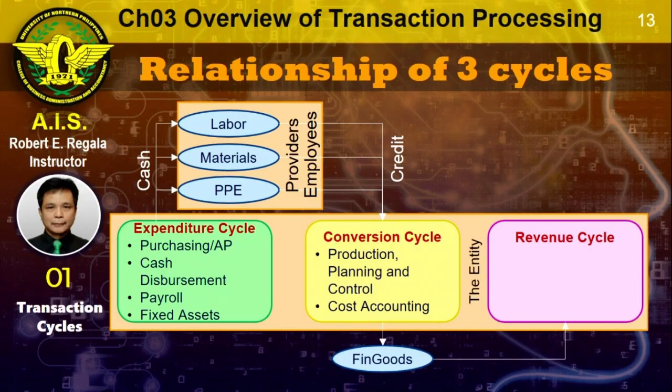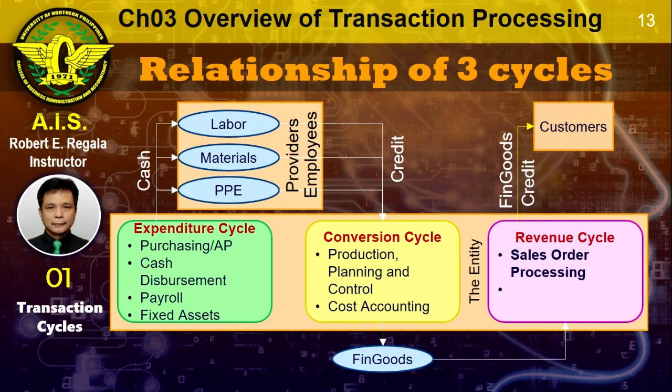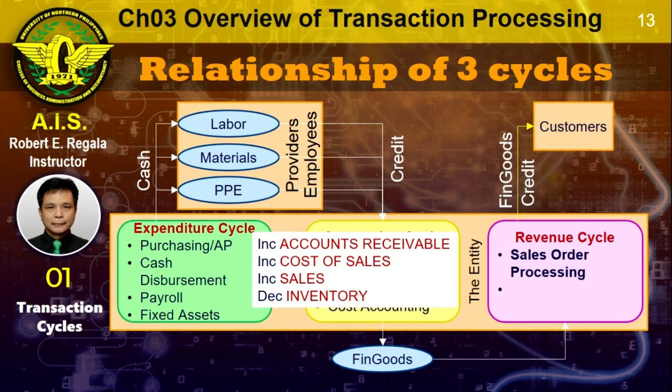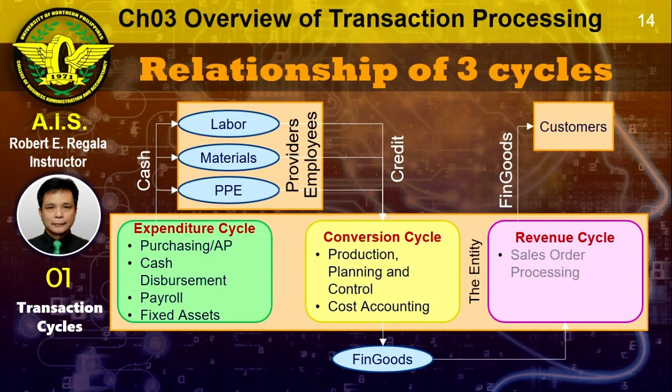Sales order processing system. The majority of business sales are made on credit and involve tasks such as preparing sales orders, granting credit, shipping products or rendering a service to the customer, billing the customer, and recording the transactions in the accounts, affecting accounts receivable, inventory, expenses such as cost of sales, and sales.